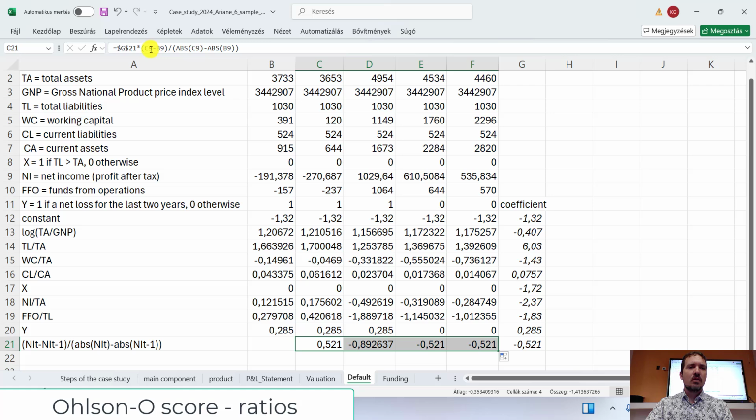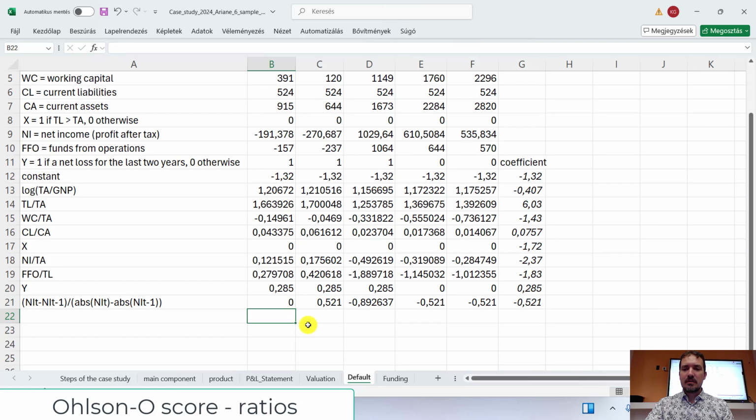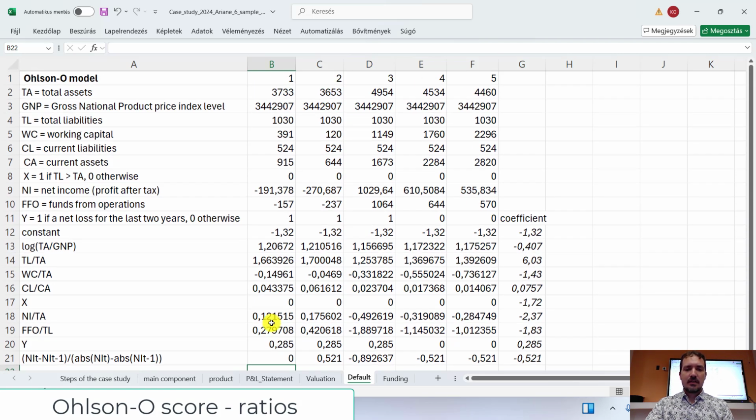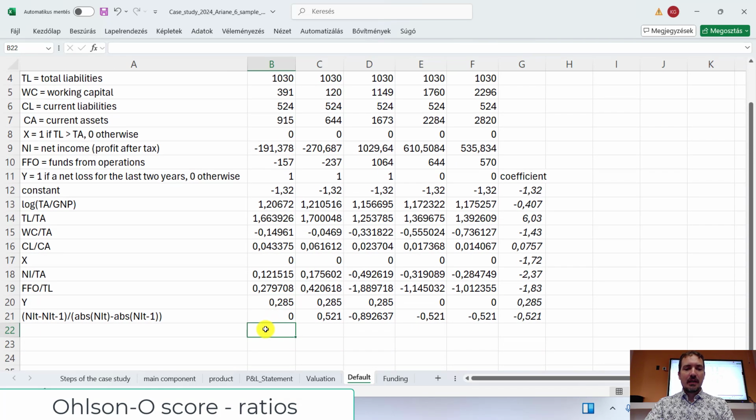Okay, so the net income is good. Yeah, following good ordering because T minus T1, T minus T1, yeah. Absolute, absolute, minus, minus. Okay. So here we can ask the question that what? Zero. So we don't have data from the past year. Okay, and now we can say that let's sum it up. So let's use the sum function from the constant until here. This is the score.